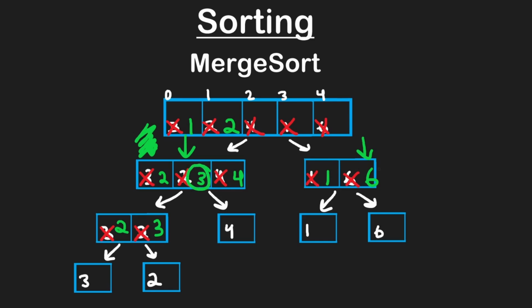Which one is smaller, 3 or 6? 3 is smaller, so let's put the 3 over here and then shift the pointer to be at the next element. Let's compare these two again. 4 is smaller, so we put the 4 over here and then shift our pointer to be over here now. It's out of bounds, so we have nothing left to compare this 6 to.